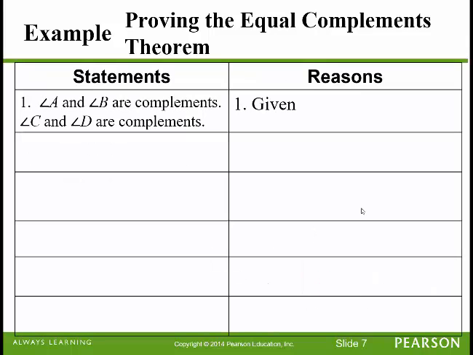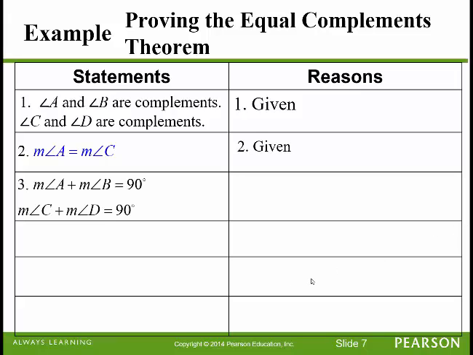So we've got to prove that, by extension, the measure of angle B is the same as the measure of angle D. All right, so let's start with our two-column proof. For statements, we have: the measures of angle A and B are complements, and the measures of angle C and D are complements. That's given. The measure of angle A is equal to the measure of angle C. That's also given. Then, since they're complements, the measure of angle A plus the measure of angle B is 90, and the measure of angle C plus the measure of angle D is equal to 90. That's the definition of complementary angles.